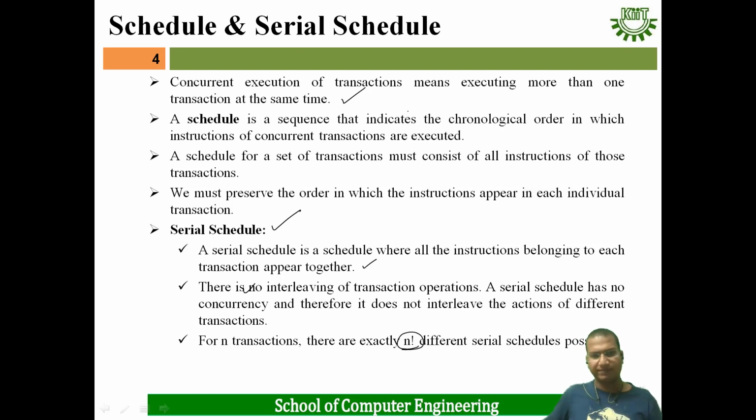Suppose we take the same example, transaction T1 and transaction T2. T1 consists of several instructions, and T2 consists of several instructions. What is a serial schedule? If all the instructions of T1 get executed first, and then all the instructions of T2 get executed, it is a serial schedule. Suppose this is S1, and S2 is also a serial schedule: all the instructions of T2 get executed, then all the instructions of T1 get executed. That is a serial schedule.